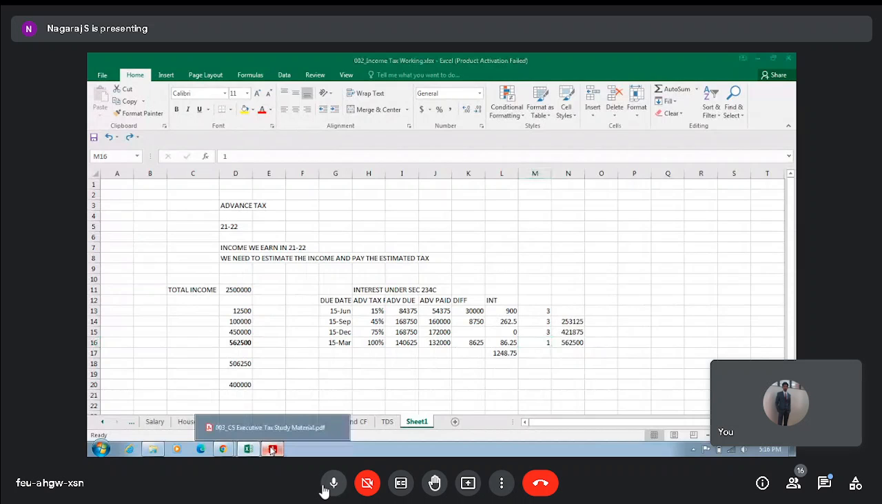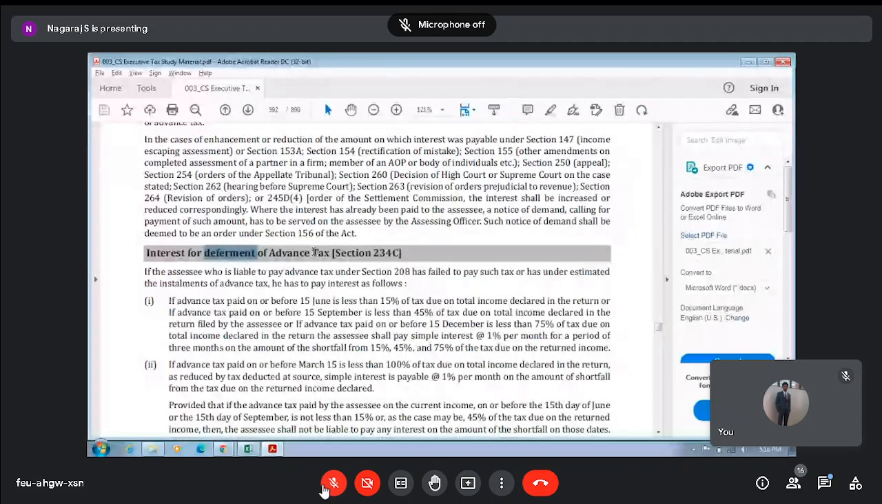See, interest for deferment of advance tax, 234C. If the assessee who is liable to pay advance tax under section 208 has failed to pay such advance tax or has underestimated, meaning there is a difference, that means you should have paid this much but you have paid less. That difference, underestimated, means less than the due amount. For the installments of advance tax, he has to pay interest as follows.